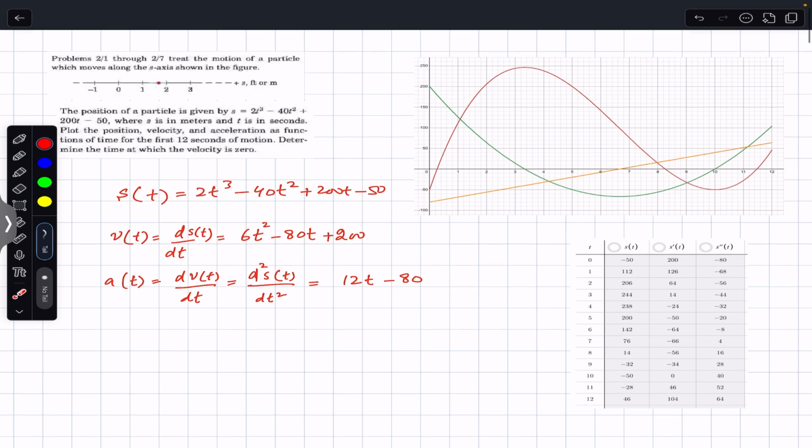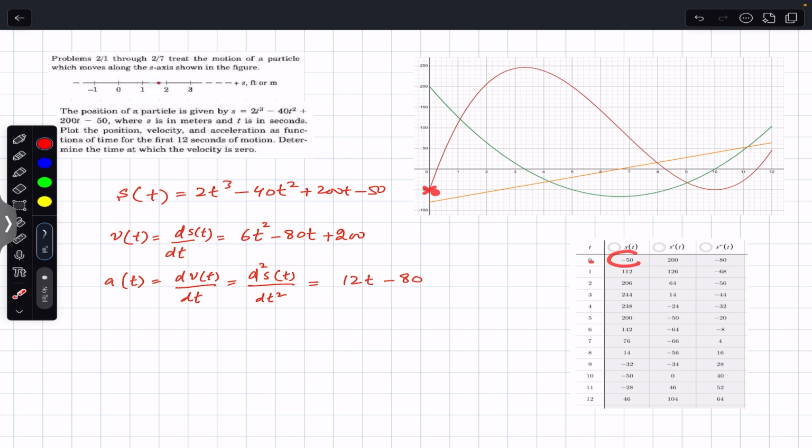And similarly, if we put t equals 0, then the acceleration is minus 80. So this is minus 80 meter per second square. And putting t equals 1, we will have minus 68 meter per second square. And similarly, at t equals 12, we will have 64 meter per second square. So if we find all these values, then we can easily plot the graphs of the position, velocity and acceleration as a function of time. So for t equals 0, the s of t is minus 50.